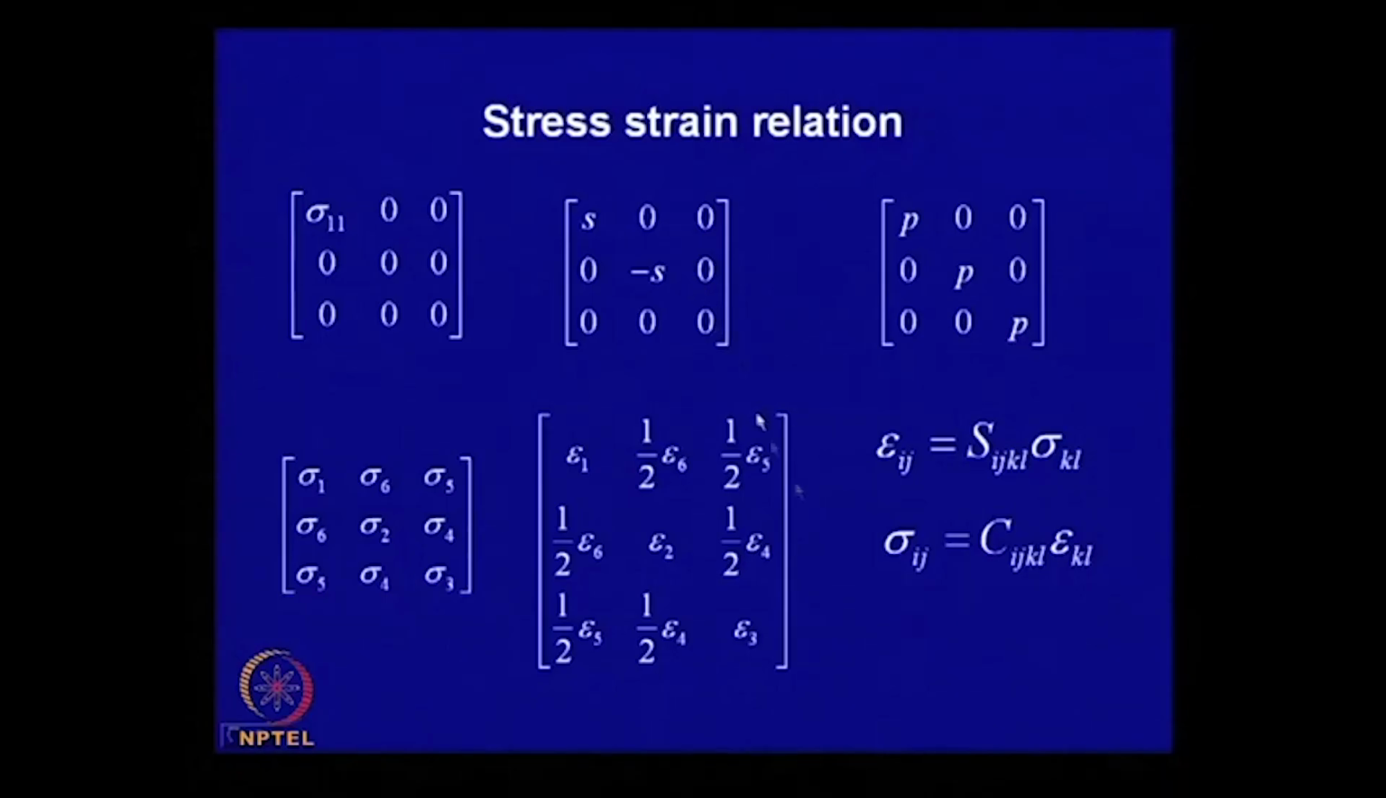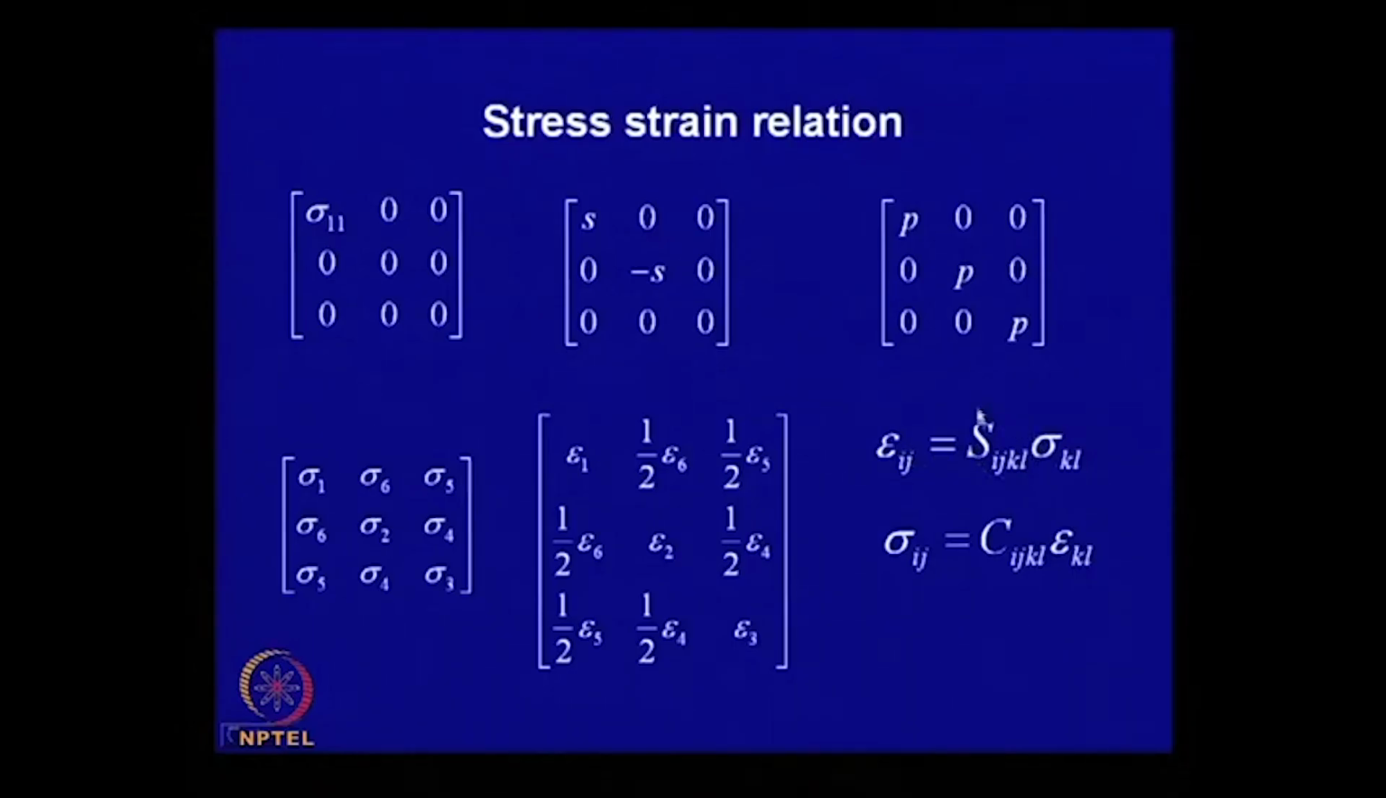Now, using this kind of representation, as I said, sigma ij and epsilon kl. Suppose this is the state of stress, and epsilon kl is the state of strain at a particular point. These two are related by a relationship like this, and the inverse of this is that strain is related to stress by this. So this is the strain tensor, this is the stress tensor, and you also need another tensor which will convert one into the other.